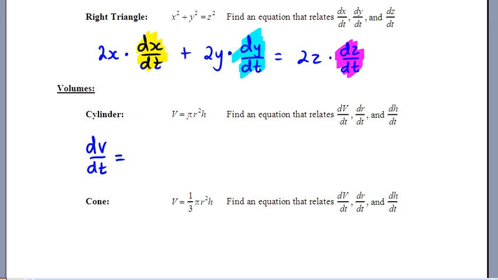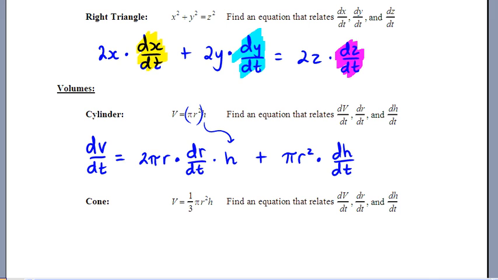Now, I might group the pi with the r squared and say the first derivative here, I'll cheat. I'll do an r derivative and say 2 pi r, but that was cheating, so I have to multiply by dr/dt. But that's just the derivative of the first factor. So now I still have to multiply by h. And then, moving down the road, plus pi r squared times dh/dt.